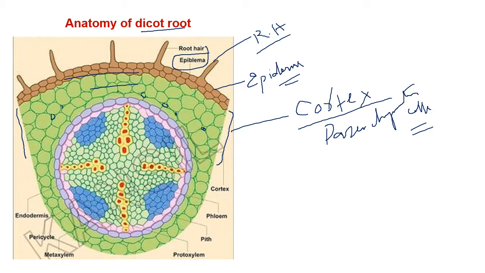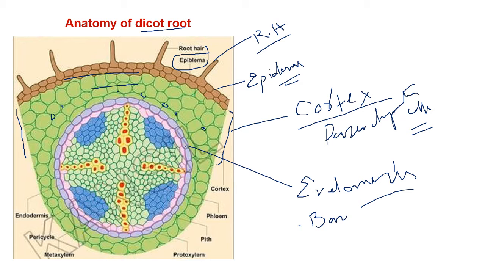Now the innermost layer of the cortex is the endodermis. This is the endodermis. It is the innermost layer of the cortex. Now this endodermis has some important properties. If you look at the cells of endodermis, they are barrel shaped.